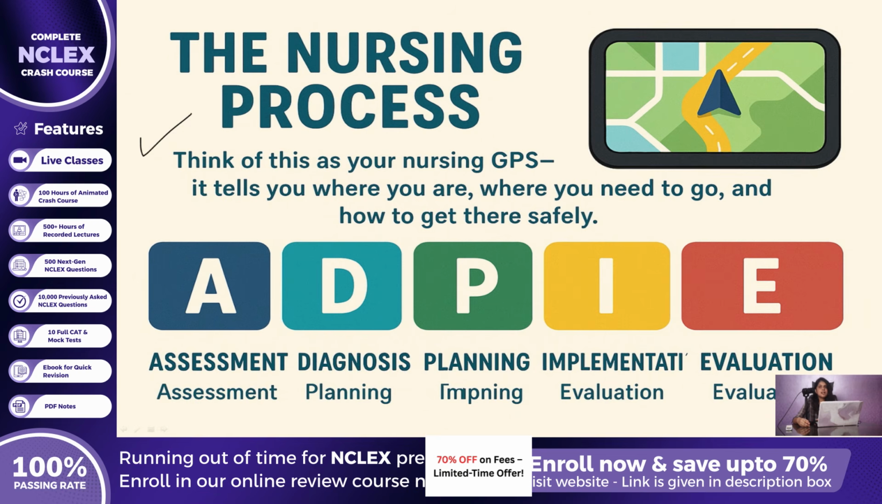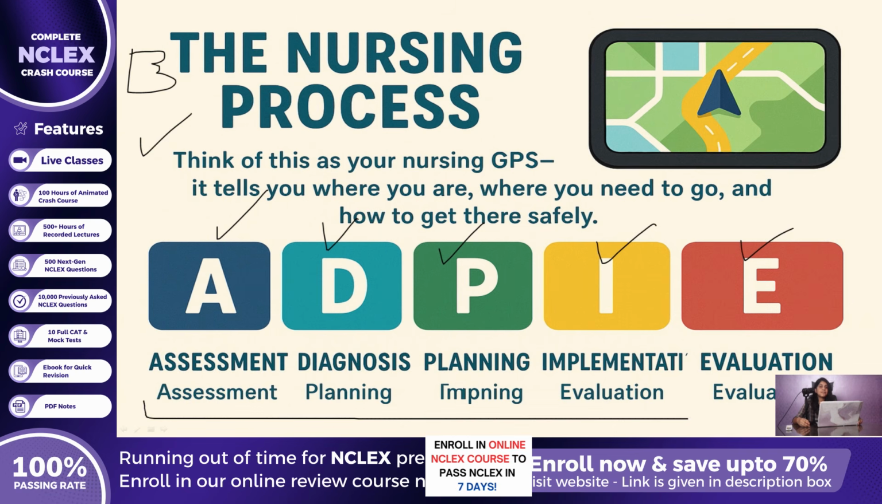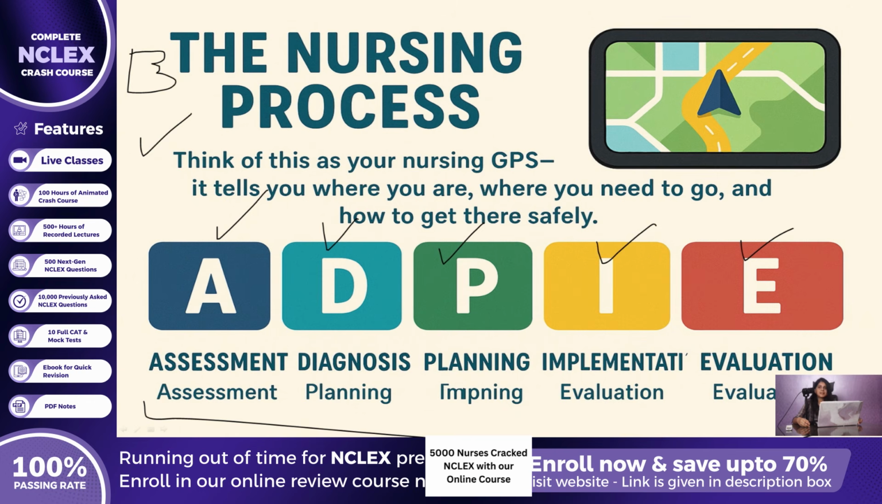Let's begin. The nursing process has 5 key steps: assessment, diagnosis, planning, implementation, and evaluation, which we remember using the famous acronym ADPIE. Think of this as your nursing GPS. It tells you where you are, where you need to go, and how to get there safely.